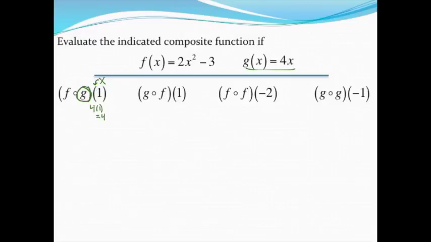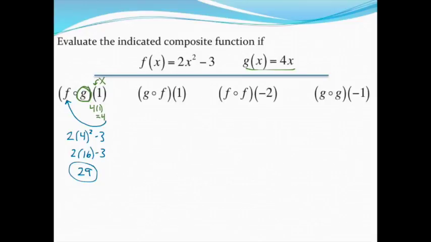Now, that's not my final answer. What I'm going to do with this, using function composition, is now take that 4 as my x value and now plug it into the f function. So the f function is 2 times 4 squared minus 3. And then evaluate this. Following order of operations, I do exponents first, so 2 times 16 minus 3, which would be 32 minus 3, or a final answer of 29.